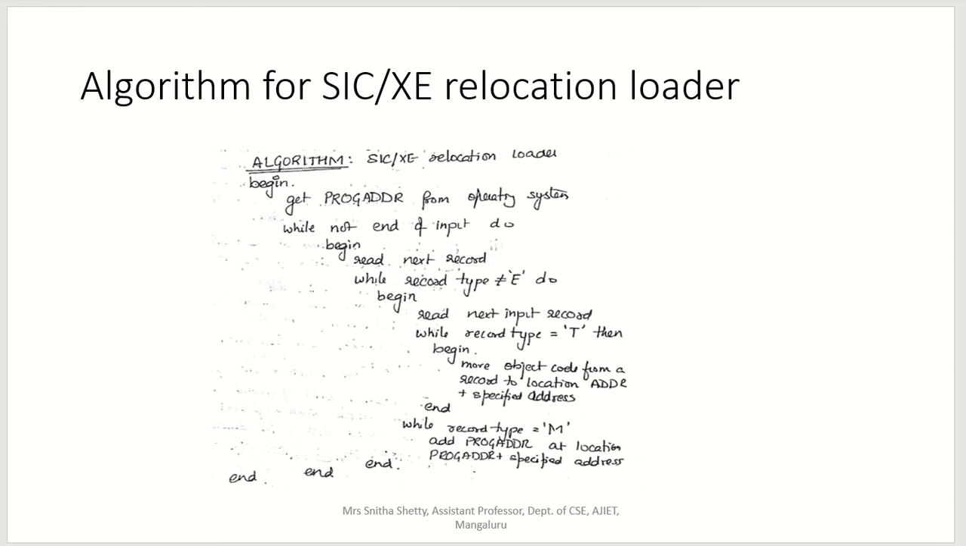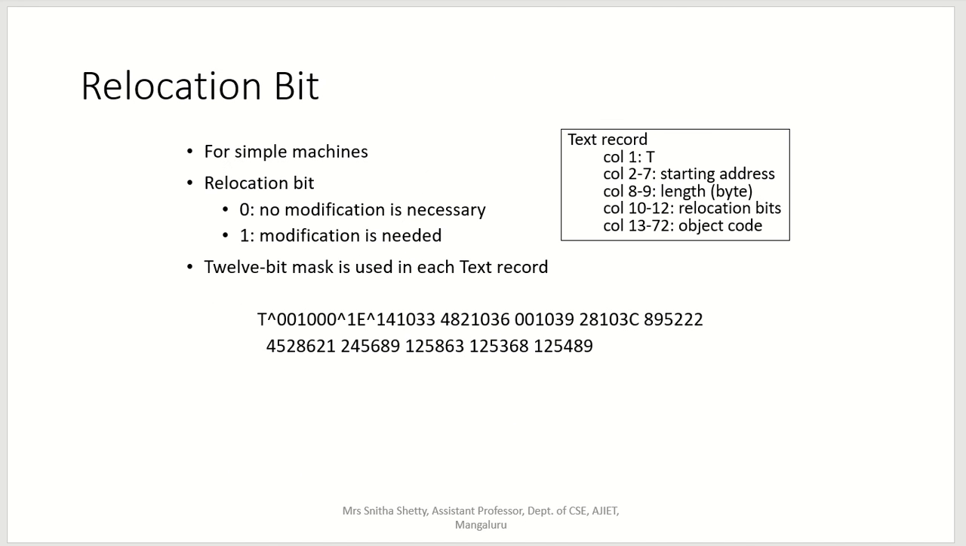So now we studied for the SIC/XE program how to identify relocation using a modification record, which should be added to the object program by specifying M. M means modification record, as we saw in the algorithm. Now if the program is just SIC, what is a SIC program? Here there is only one format, and all the instructions are 3 bytes. So how do we identify the relocation?